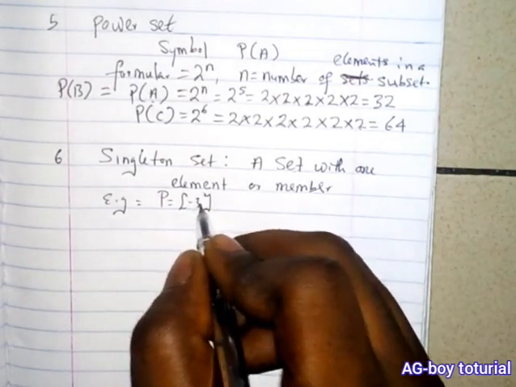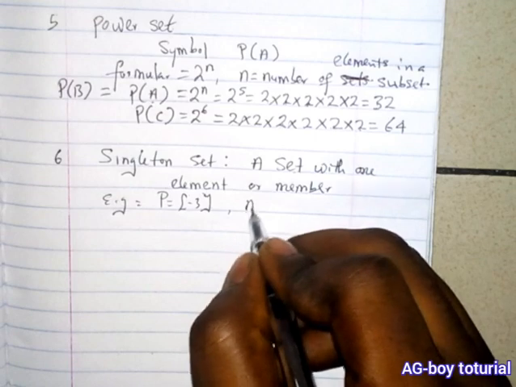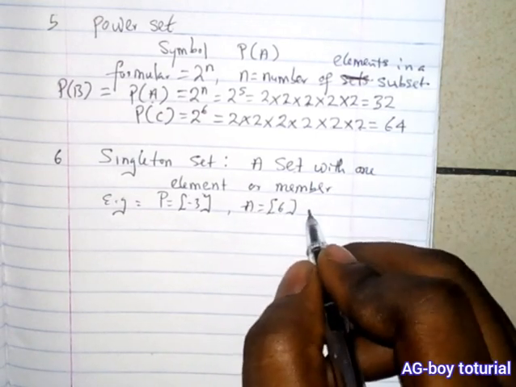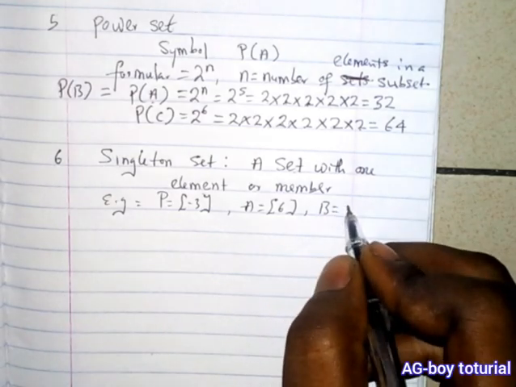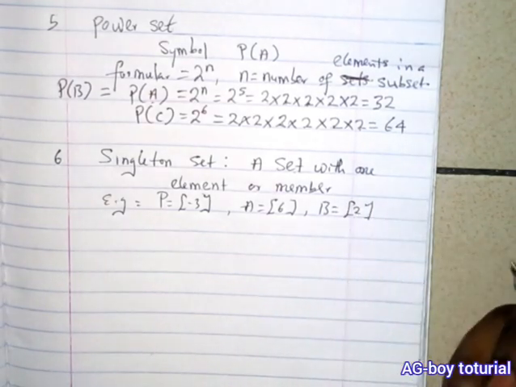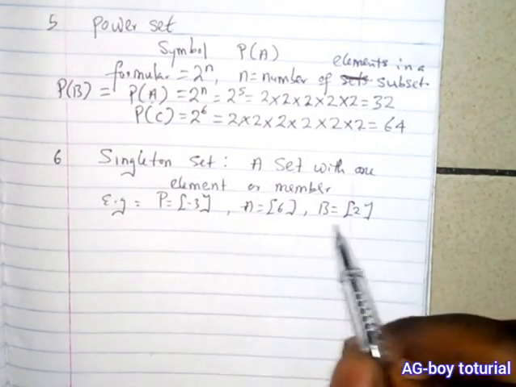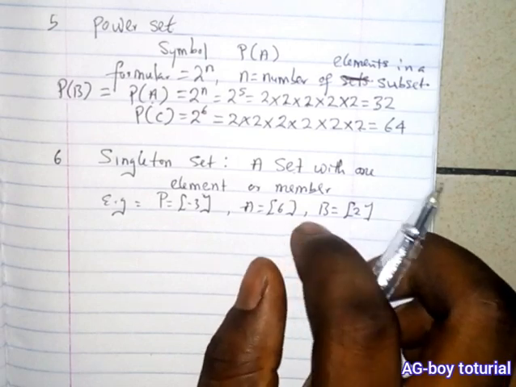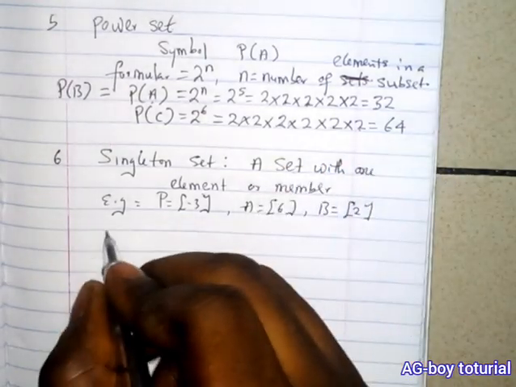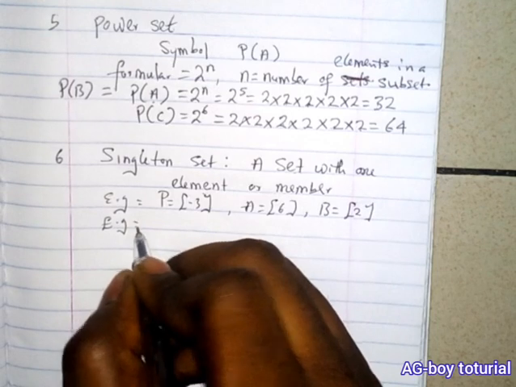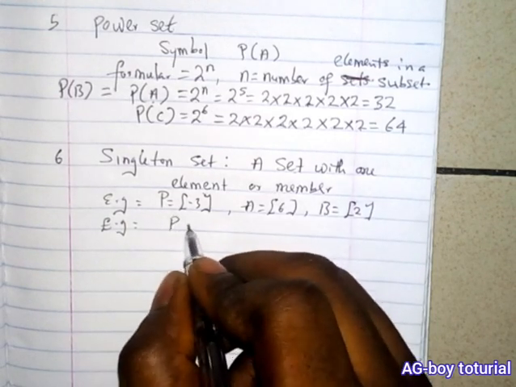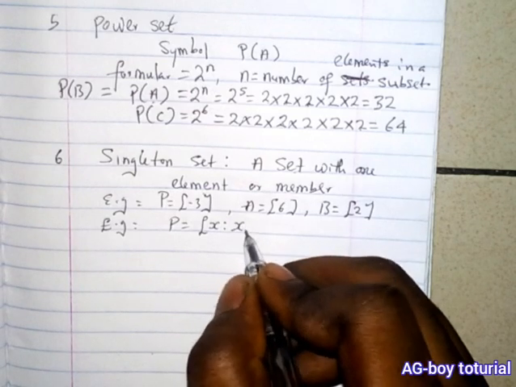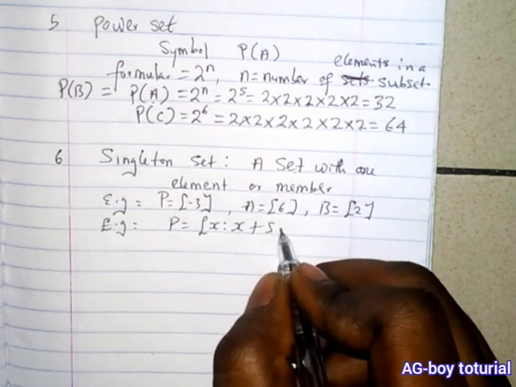So for example, we can have P equals 3, or we say A is equal, and we have 6, or B, then we have 2 as the element. This one we have 6 as the element, and this one we have -3 as the only element. So this is how a singleton set looks like. Now let's solve some problems on singleton sets. Imagine you are asked to solve this problem.